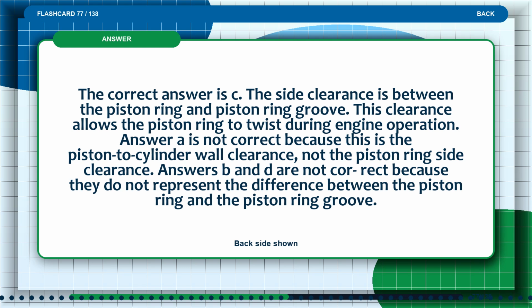The correct answer is C. The side clearance is between the piston ring and piston ring groove. This clearance allows the piston ring to twist during engine operation. Answer A is not correct because this is the piston to cylinder wall clearance, not the piston ring side clearance. Answers B and D are not correct because they do not represent the difference between the piston ring and the piston ring groove.